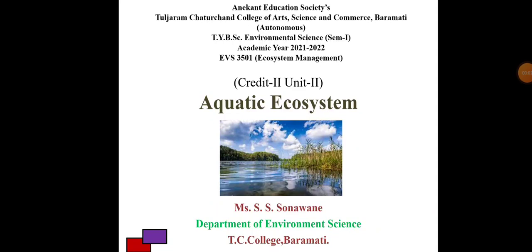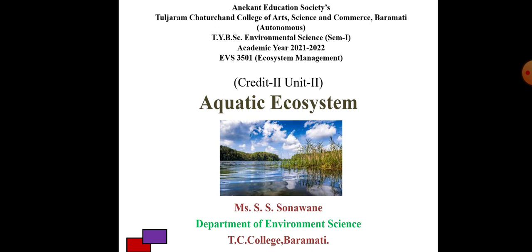Hello students, this is our paper first, that is EVS-3501 Ecosystem Management. Okay, so now this is our credit second and unit second. Okay, last lecture we discussed what is terrestrial ecosystem management, then vegetation sampling and data analysis methods. Okay, so this is our unit second, that is aquatic ecosystem.